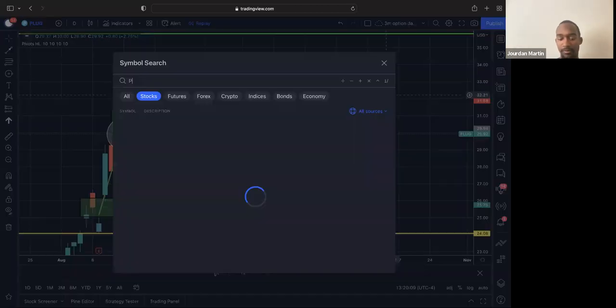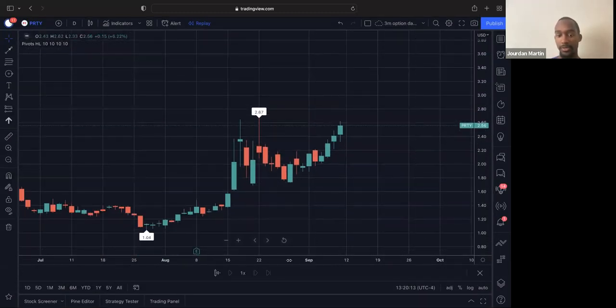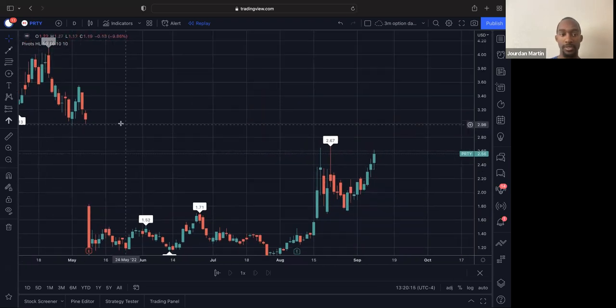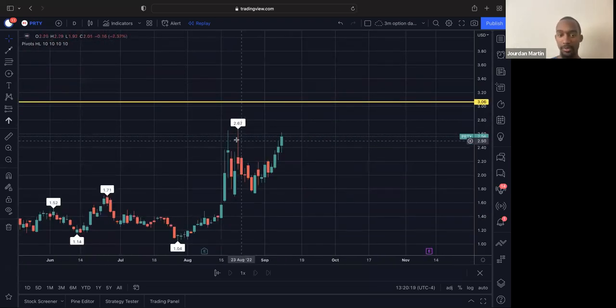Party City trade setup. Party City is a gap fill. Gap fill above around $3 area. All right. So we're looking at targeting up here. And then what you're looking at as well is, again, look at these rejections.